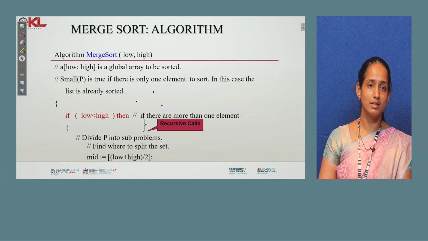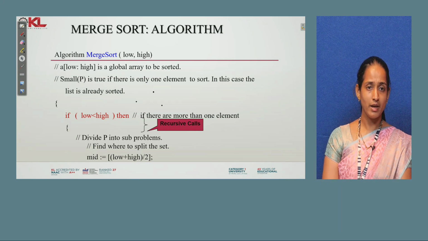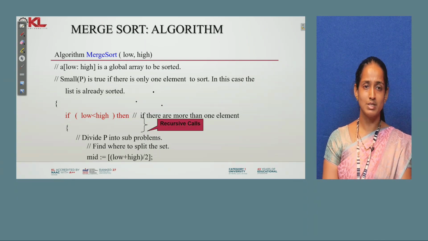So this is the algorithm for merge sort. In this merge sort, we take an array along with the index value 0 and the index value n. The starting index is denoted as low and the ending index is denoted as high. Initially we should make sure that the list contains more than one element, so we check the condition: if low is less than high. If that is true, we have a list containing more than one element.